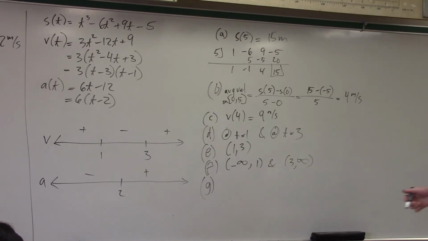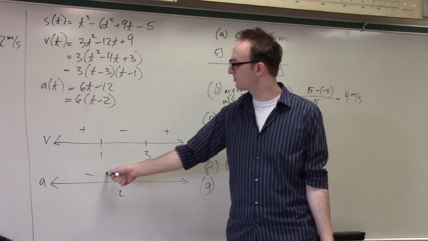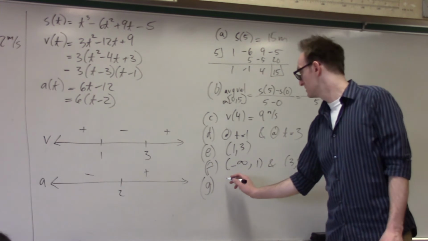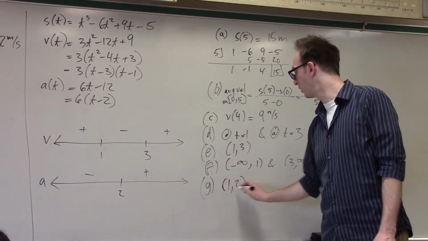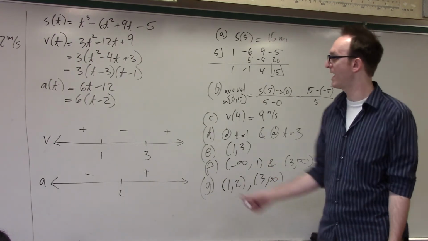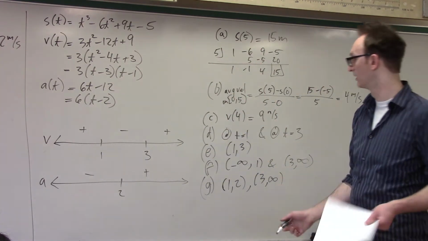Pretty much, we are going to be speeding up when I'm either moving left and getting smaller, which means more negative, which means speed getting bigger. So that's on the interval from 1 to 2, or from 3 to infinity, because on that interval my velocity is positive and getting bigger. In other words, speed's getting bigger.